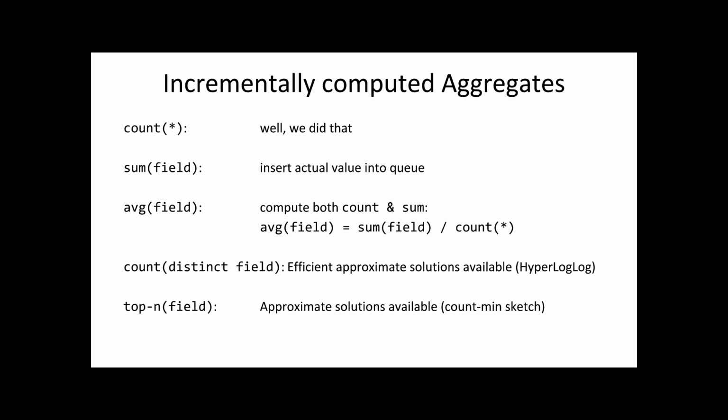Similarly, there's top-n if you want to keep track of which are the top 10 items with the most events, for example, the top 10 visitors or top 10 committers. There's also an approximate solution for that, like count-min sketch. There are also some Postgres extensions that do that.